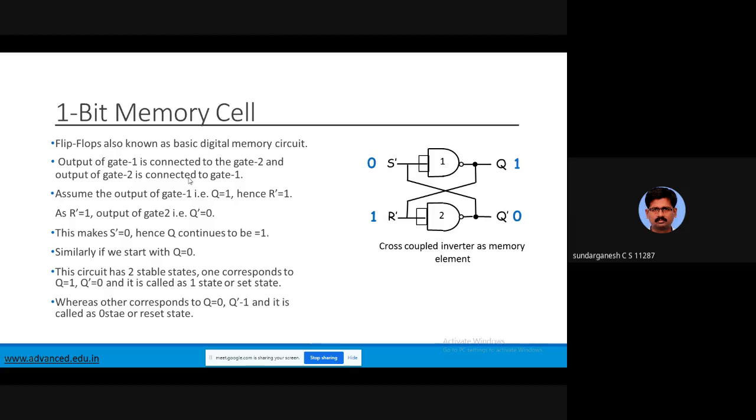So it is a basic memory cell in a sequential circuit, the SR latch. There are two input combinations, either 0, 1 or 1, 0. The outputs are complementary, so 1 and 0 or 0 and 1.